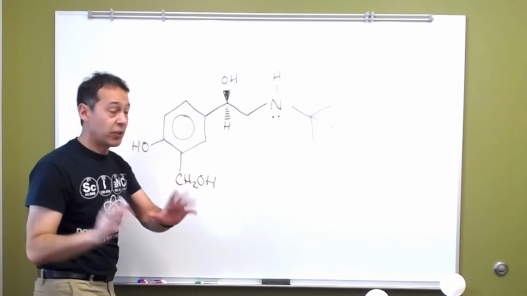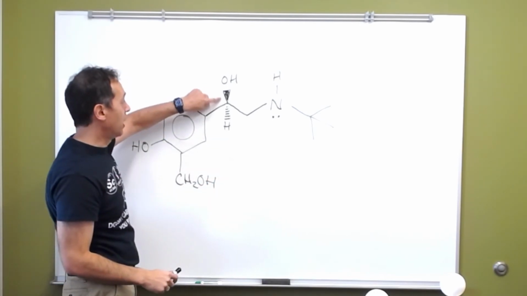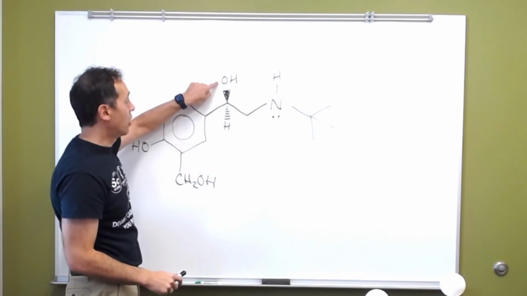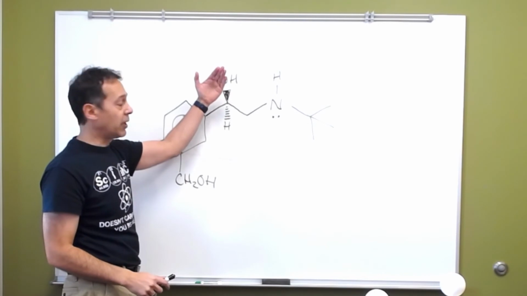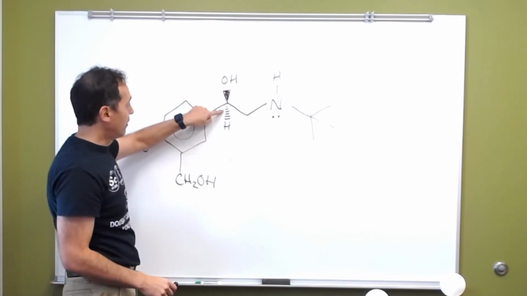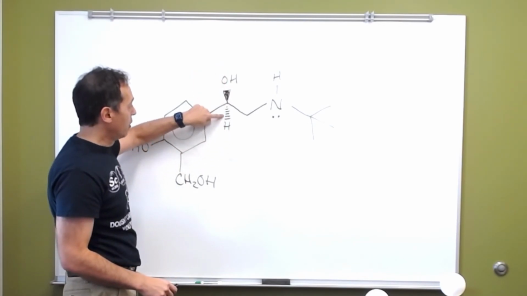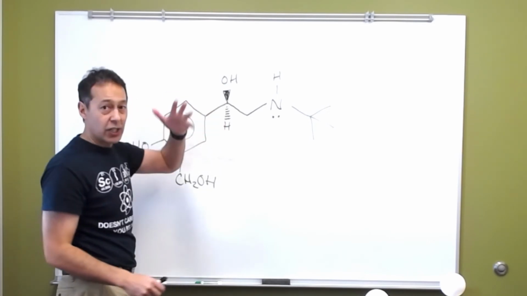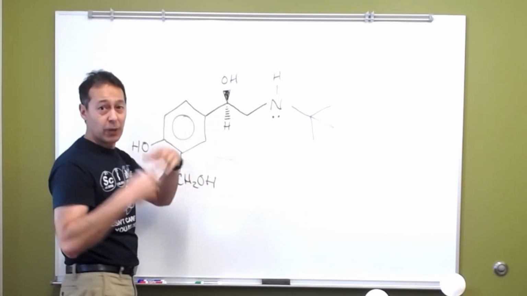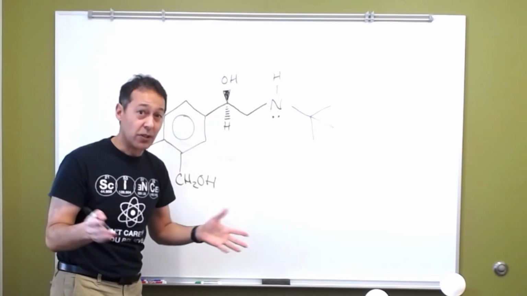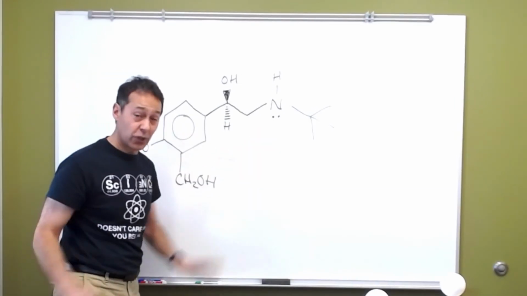Now, the way that I have it drawn, I have kind of like a wedge triangle here showing that this hydroxyl group is coming out of the board a little bit. And then this dashed line here with the hydrogen is trying to show that it's going into the board. What I'm trying to do is make this look three-dimensional on a two-dimensional surface.